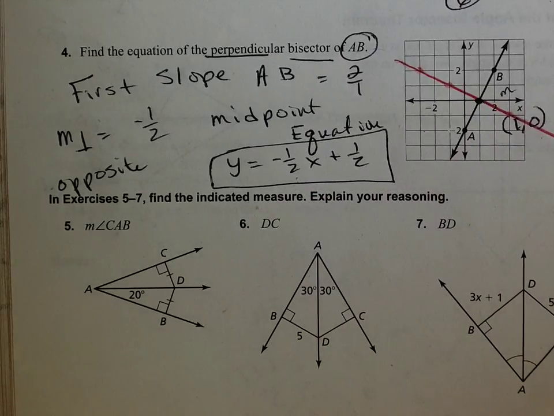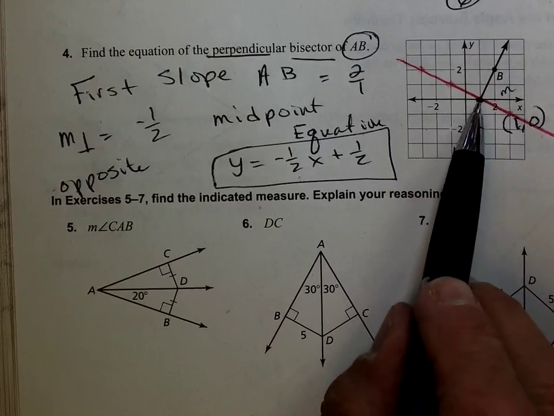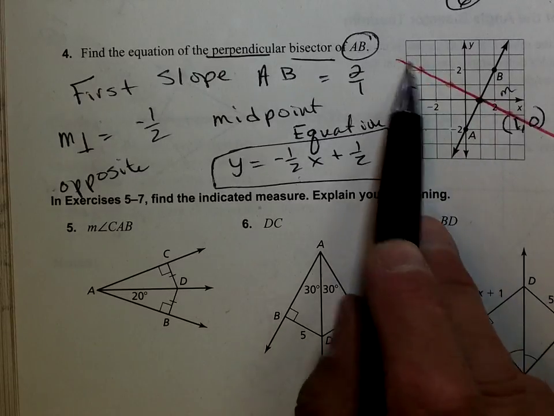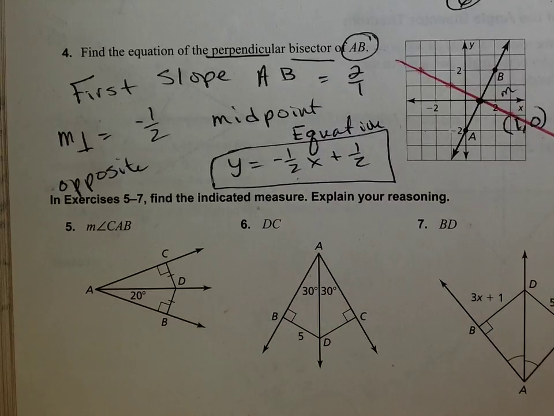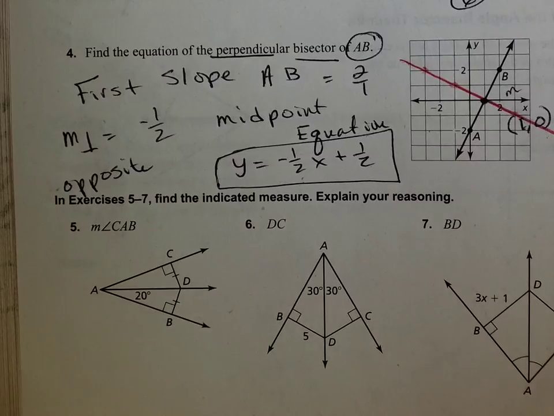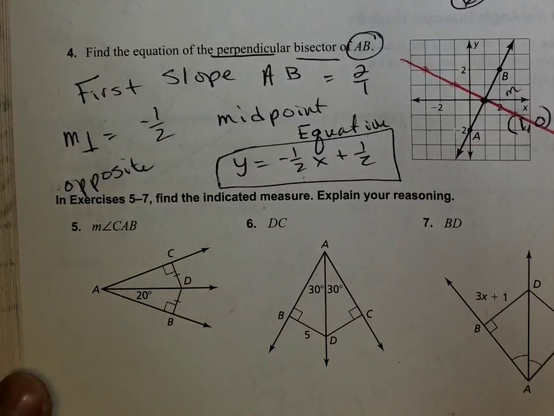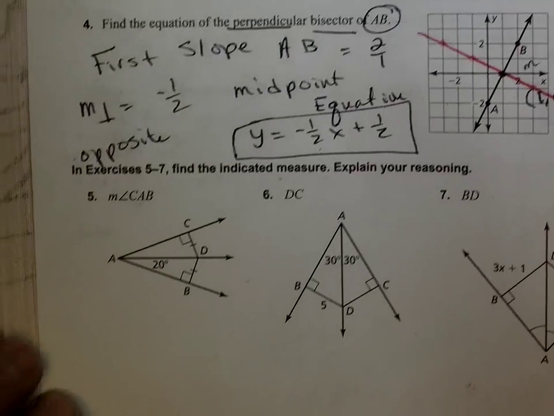So for the bisector, I needed to find the midpoint, the middle of it, and I needed to find the opposite slope, so it's perpendicular, all right? Almost done. Okay, some of these are actually pretty easy. I think you guys will agree.